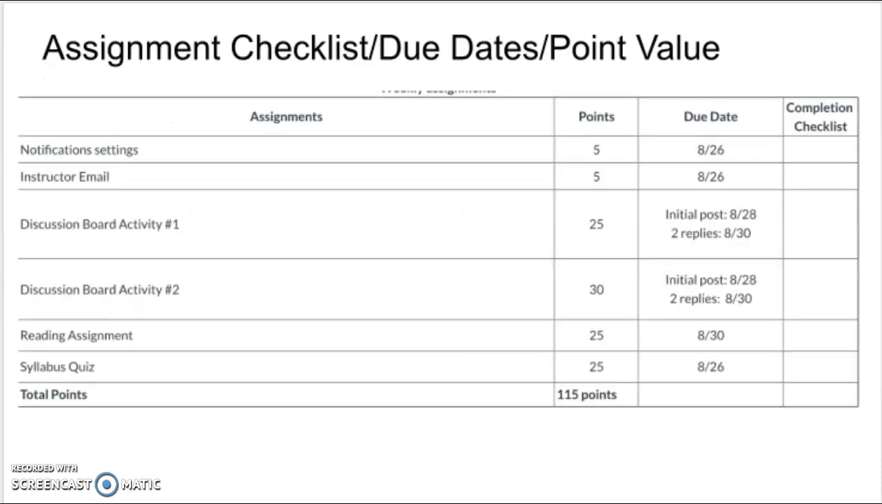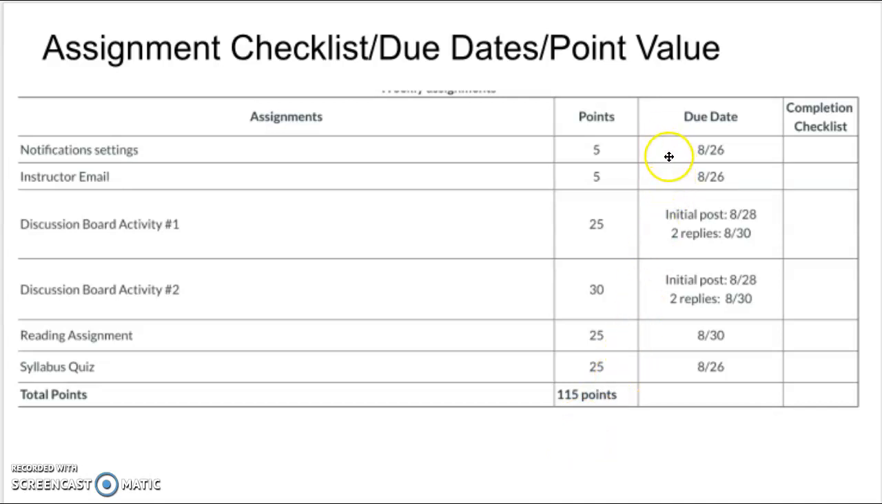The other element that you're going to see in the overview is your assignment checklist. And in that assignment checklist, it's going to tell you all of the assignments that you have due for the week. It's going to tell you the due dates for those assignments, and it's going to assign a point value for those assignments as well. So as you can see here, you have some assignments that will be due. It tells you the point value for each of those assignments, how many points total will be due for that week, and then it gives you due dates.